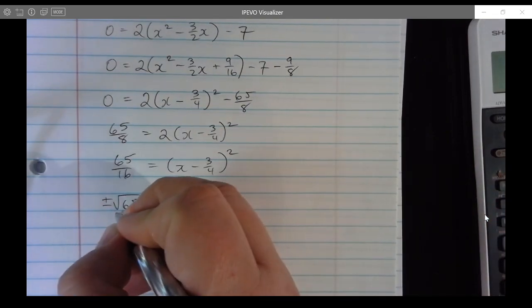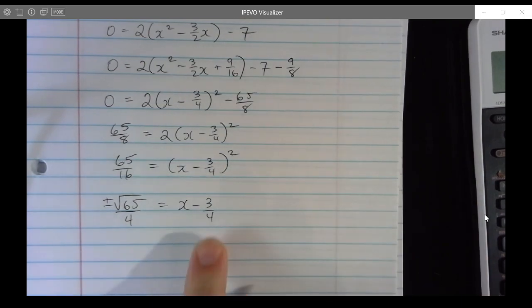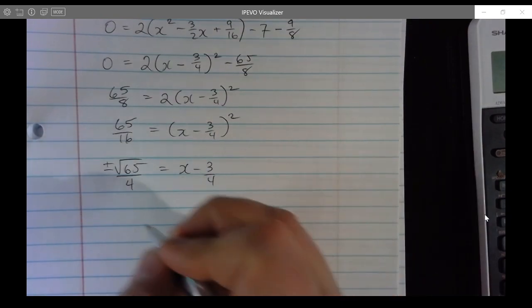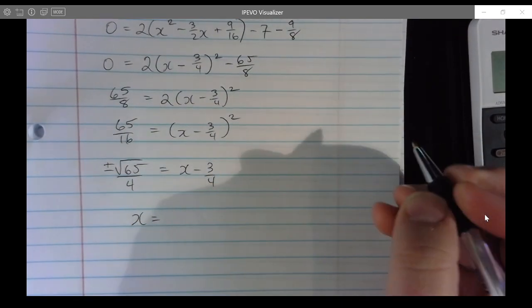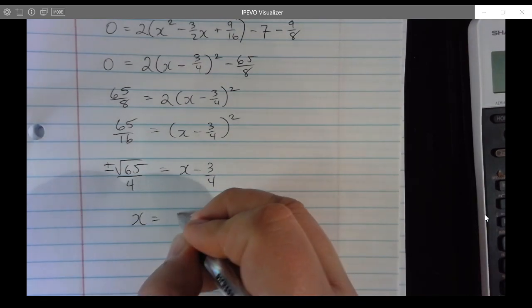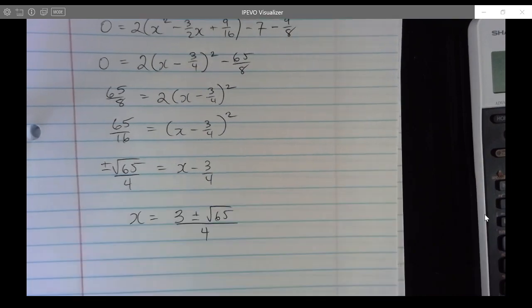But I do know the square root of 16 is 4, which is actually kind of nice because that means it has a common denominator with the term on the other side. So when I add 3/4 to both sides to finally say I've solved for x, I can just create that as one fraction. It is actually 3 plus or minus the square root of 65 over 4.